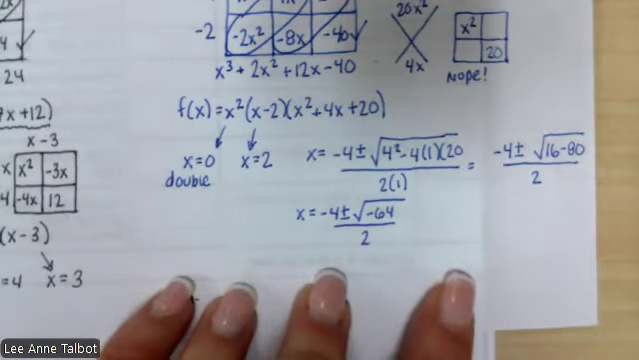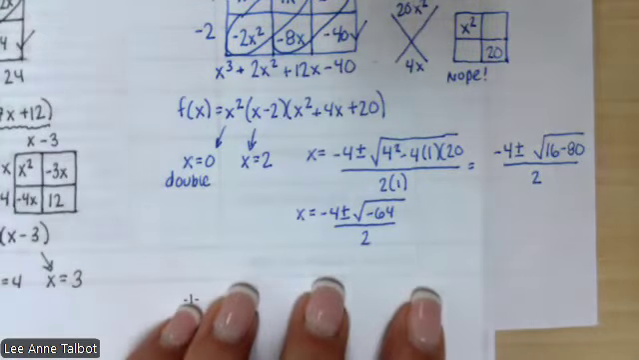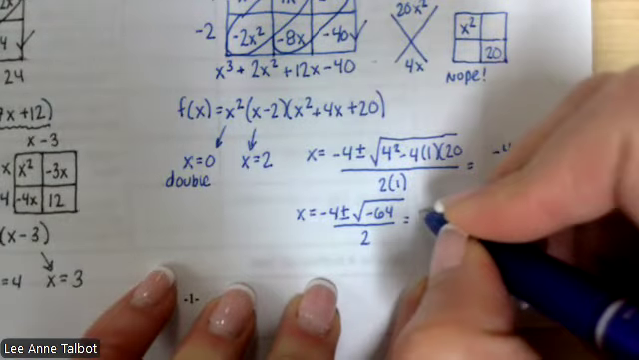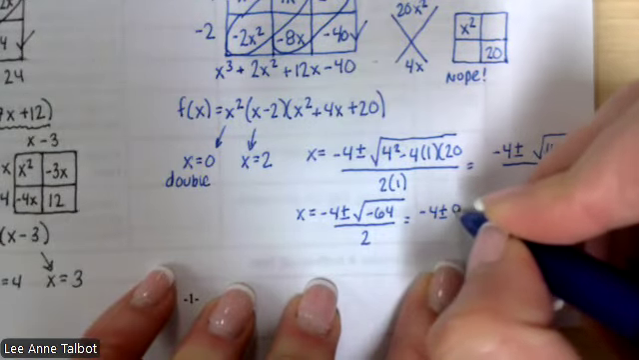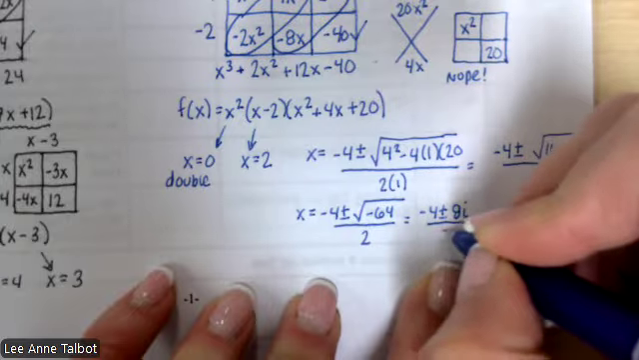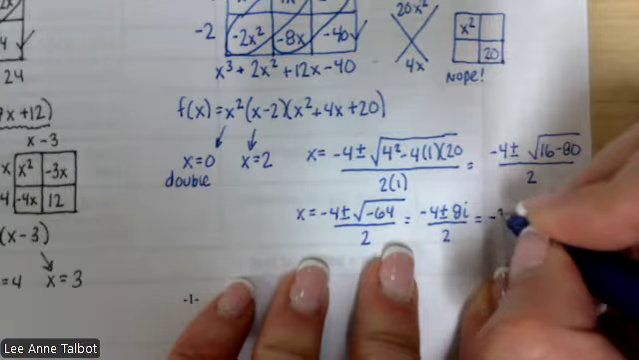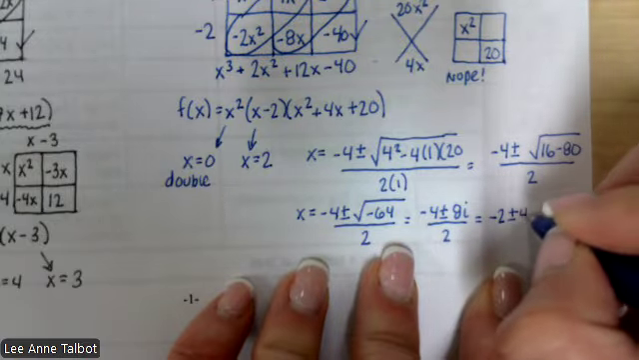Do you guys know what I mean by the tree? Like the factor tree to circle cancel. Okay, negative 4 plus or minus 8i over 2. Reduce: negative 2 plus or minus 4i.